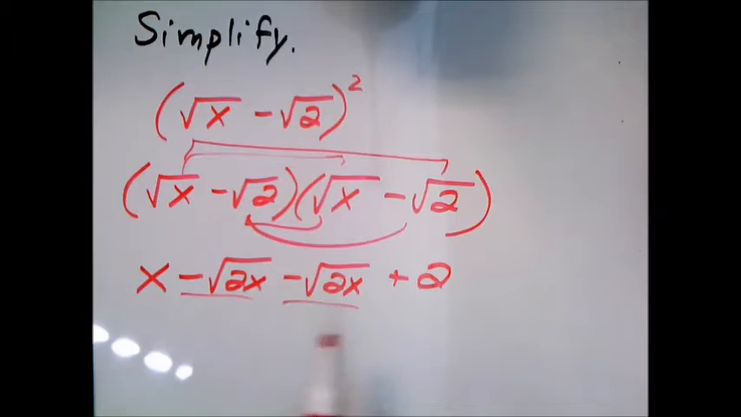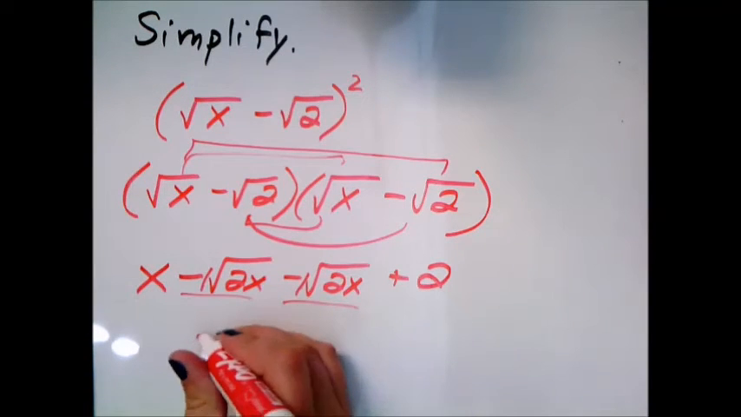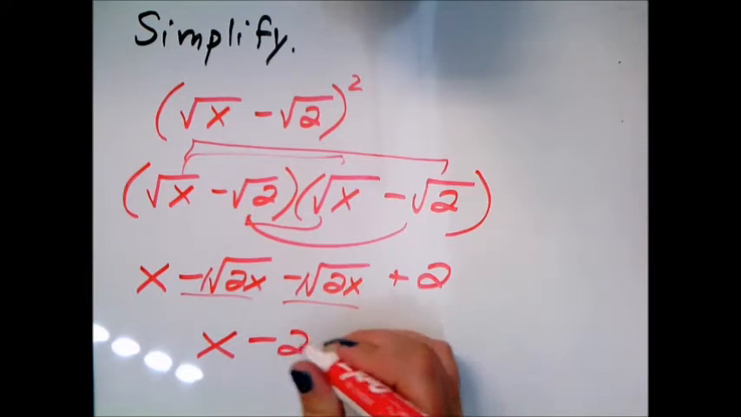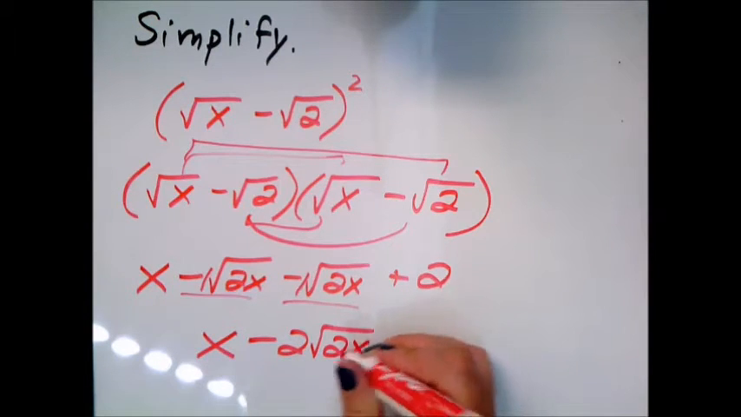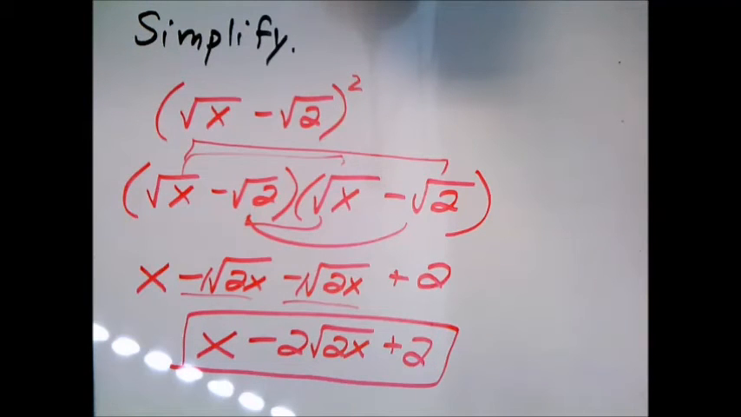And now notice these are like terms. It's saying I have negative one of these and another negative one of these. So I could call it negative 2 copies of the square root of 2x. And then that's as much simplifying as I can get done. All right, let's look at another one with an interesting pattern.